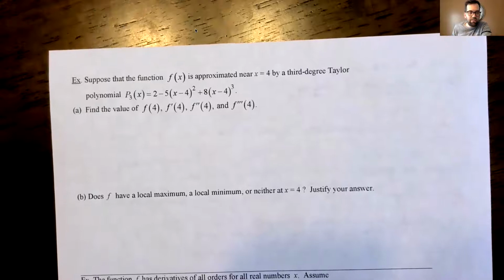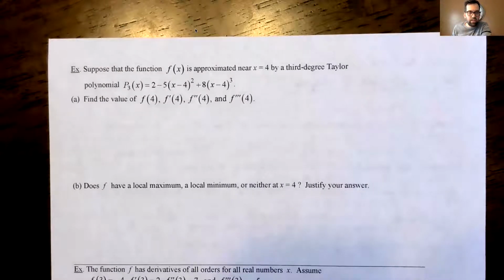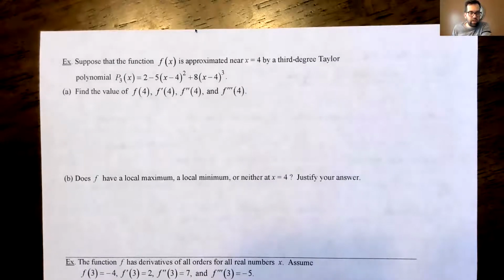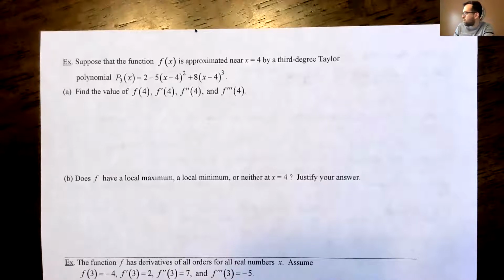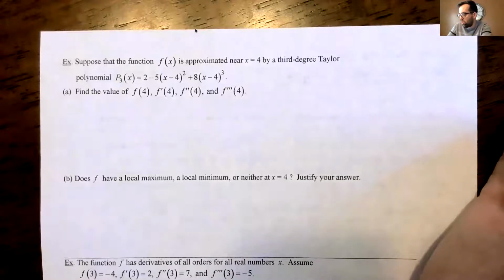Suppose that the function f of x is approximated near x equals 4 by a third degree Taylor polynomial, p sub 3. So the third degree Taylor polynomial of x is as follows. Find the value of f of 4, f prime, f double prime, and f triple prime, all of 4. So what I'm going to do is write out the formula for this third degree Taylor polynomial centered at 4. And then we'll try to see if we can find the missing pieces here.